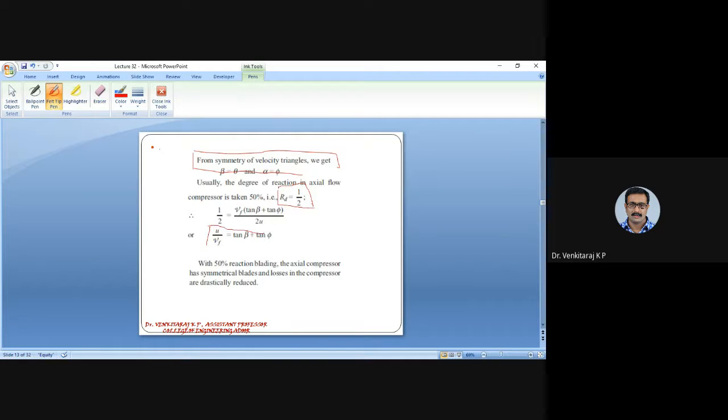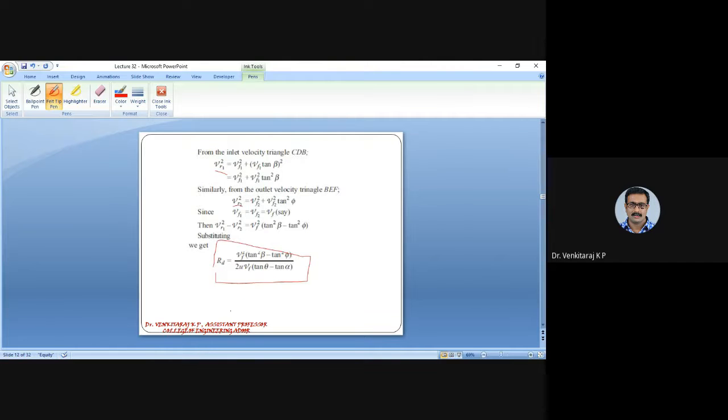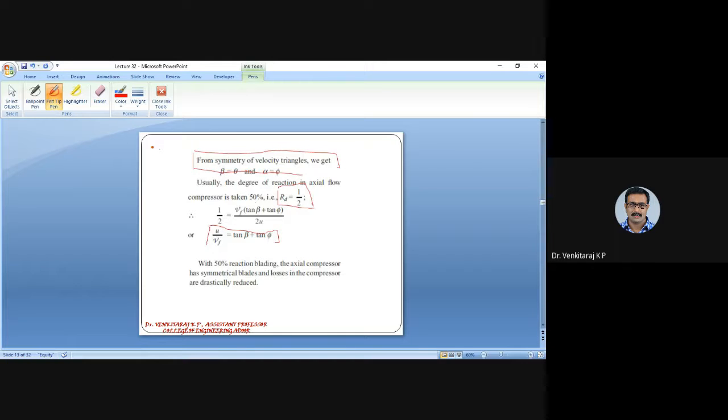Simply, again, a simplified equation, a relation between U and Vf. U by Vf will be equal to tan beta plus tan phi. For that, we apply this symmetry condition, beta equal to theta and alpha equal to phi, in the previous RD equation. In the RD equation, we put RD as 1 by 2, and put beta equal to theta and phi equal to alpha. If we substitute the symmetry relation, finally what we have is U by Vf equal to tan beta plus tan phi. And this is true for a 50% reaction.